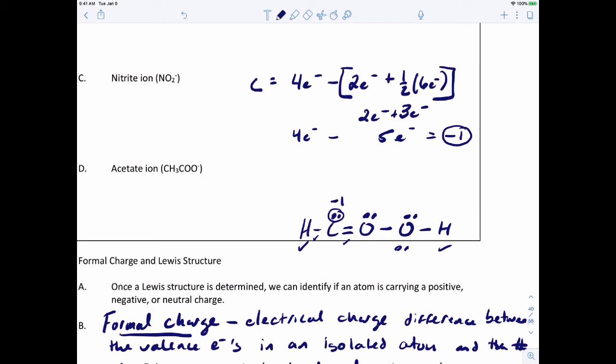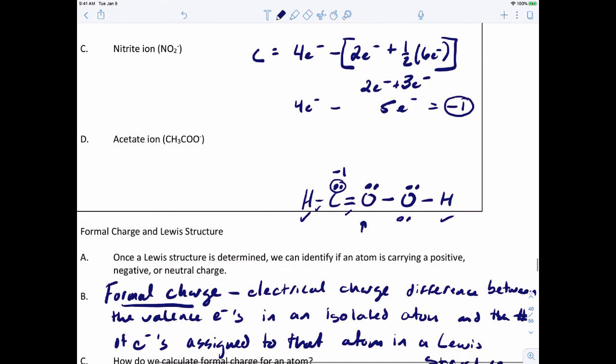Carbon does not necessarily want to carry a negative charge if it can help it. So right off the bat, that's a little bit iffy. Okay. Let's try the oxygen on the left. How many electrons are in a free oxygen? 6. Okay. All right, minus. How many lone pair electrons do we have? 2.